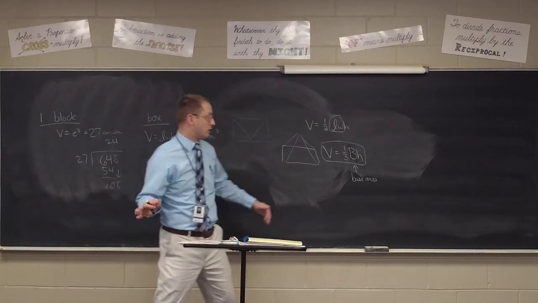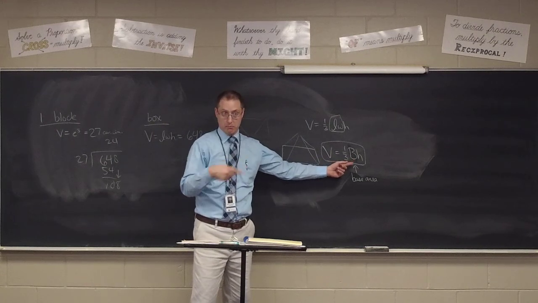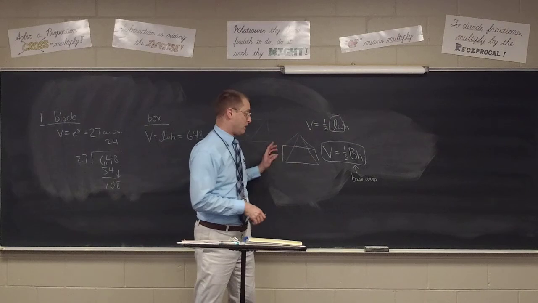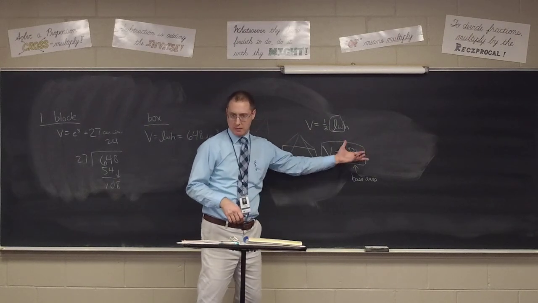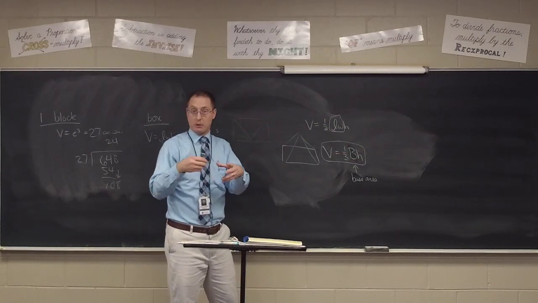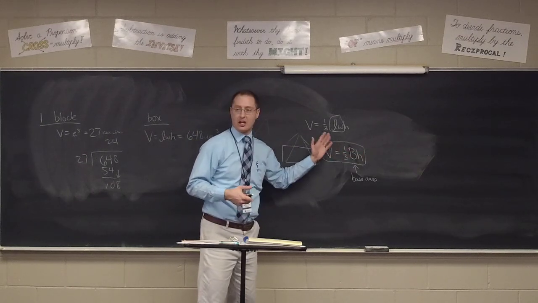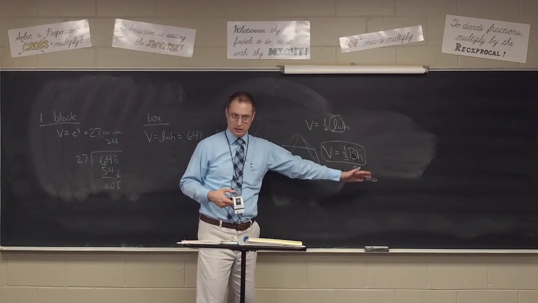Now, if it's a square pyramid, the area of the base will be B squared, right? If it's a rectangular pyramid, that would be length times width times height. If it were a triangular pyramid or a tetrahedron, that would be the area of the triangle times height, but again, 1/3 base times height. Does that make sense for your formula?